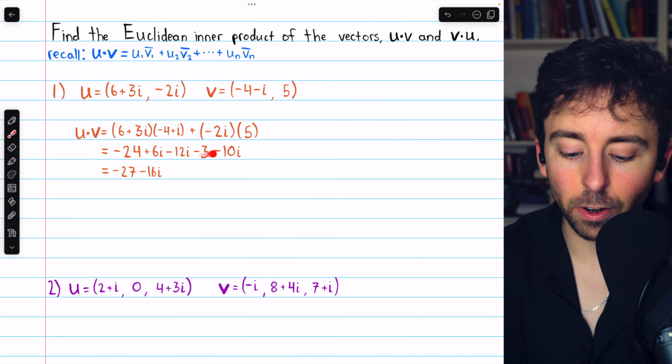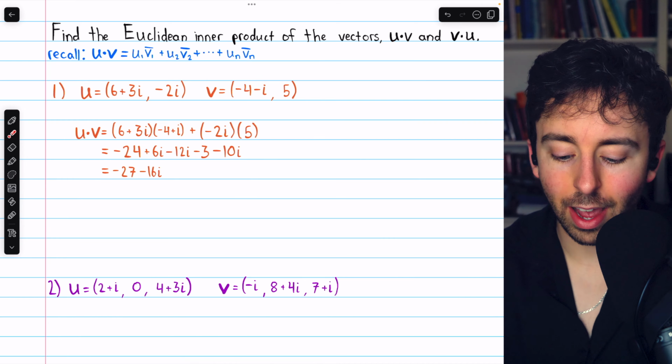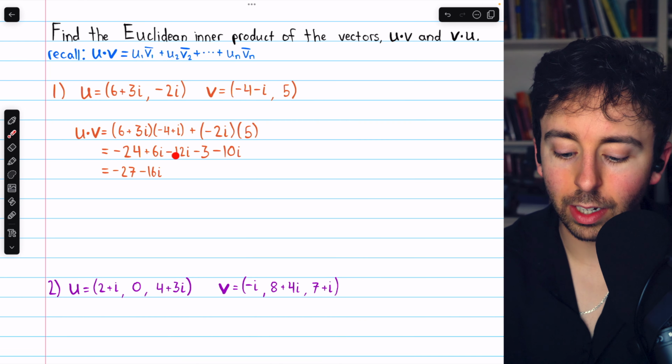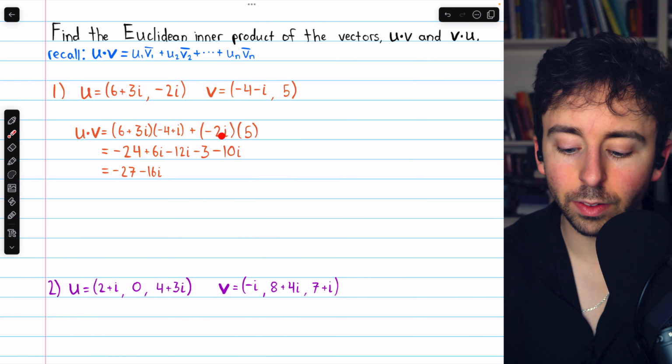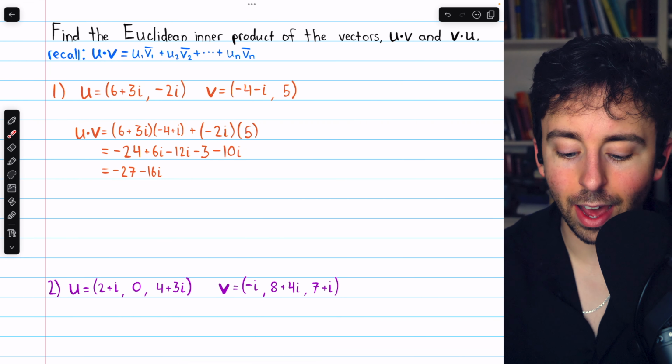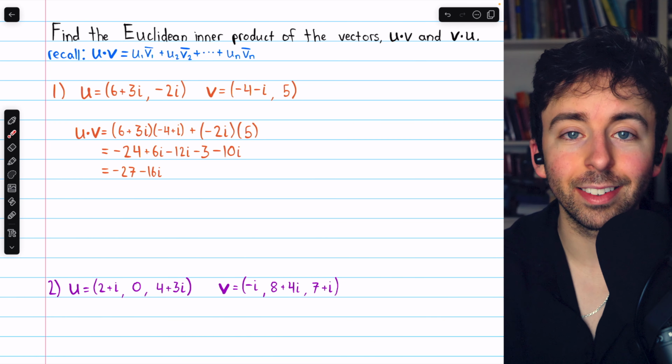That gets us here. We have 6 times negative 4 is negative 24. 6 times i is 6i. 3i times negative 4 is negative 12i. 3i times i is negative 3. And of course, negative 2i times 5 is negative 10i. Once we combine like terms, we get negative 27 minus 16i.